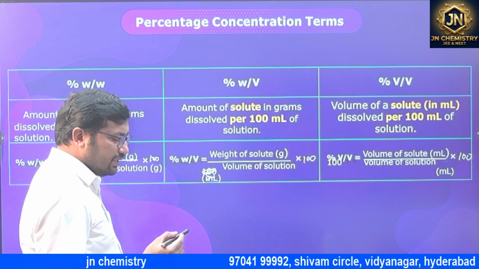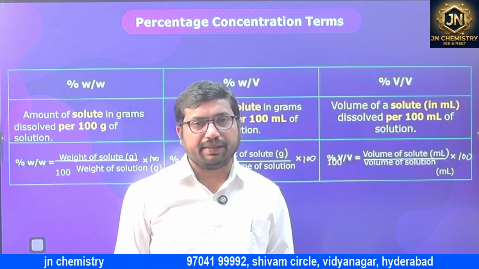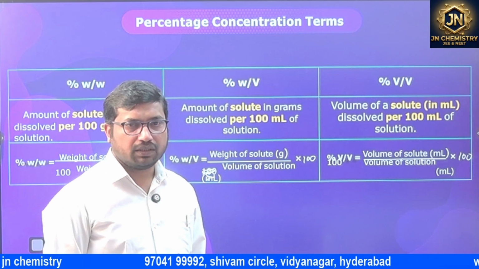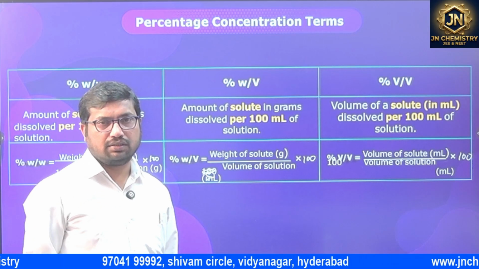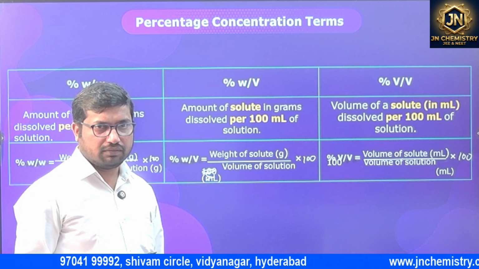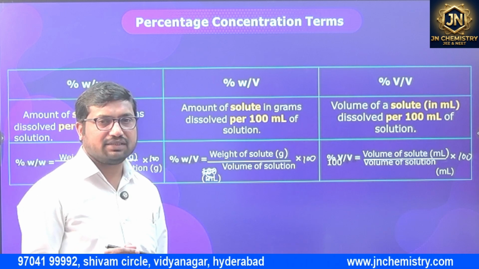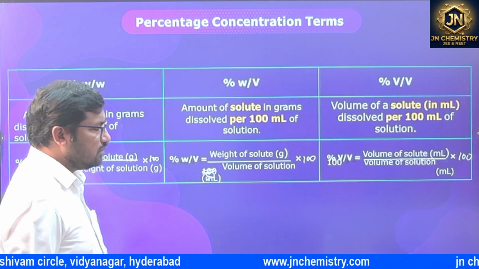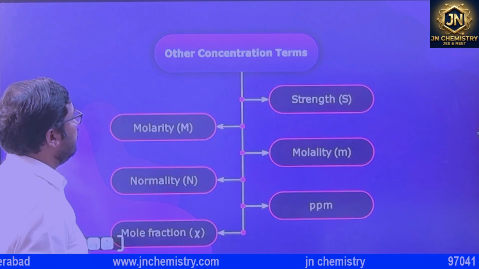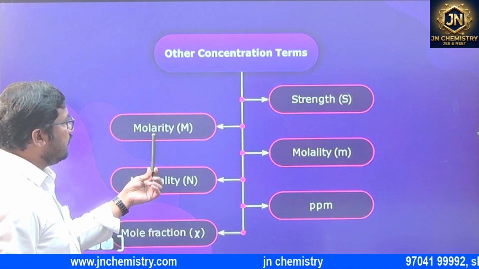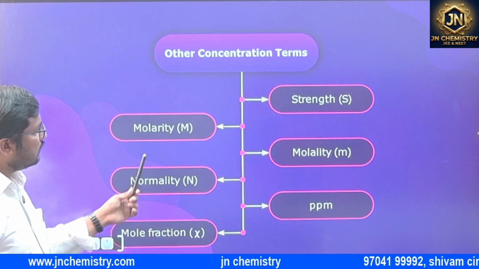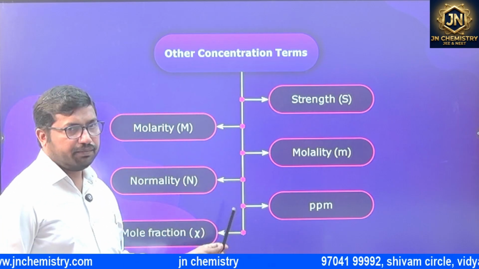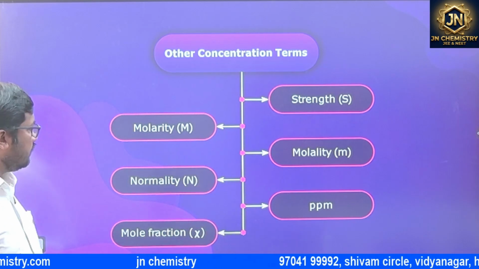Per cent means, like deci, centi, milli, micro, nano, right? Deci means what? Deci is 10^-1. Centi means nothing but 100. Understood, right? Centi, like that. So concentration terms: molarity, normality, mole fraction, strength, molality, ppm. I think I already told you, right?